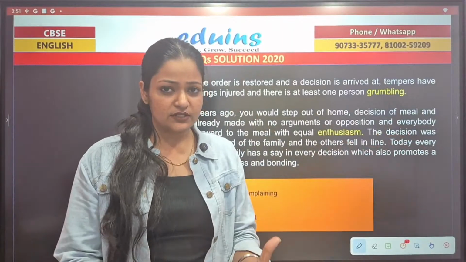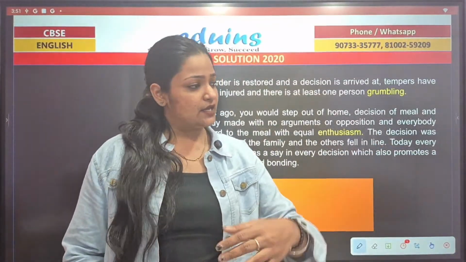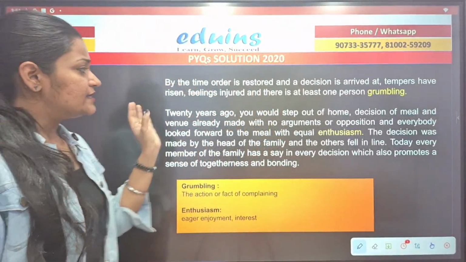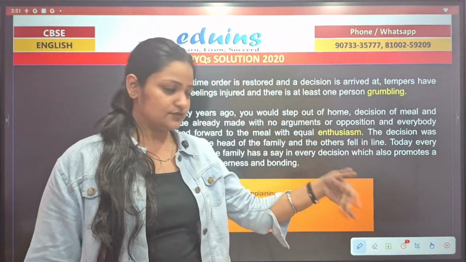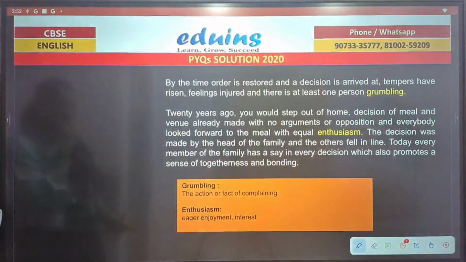Everyone is saying so many things. A is saying we will be going there. B is saying we have to go somewhere else, and someone is hurt. So there is a partial behavior going on inside the family.